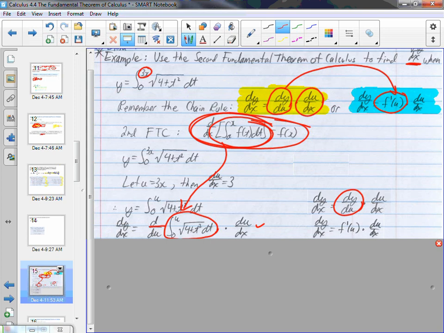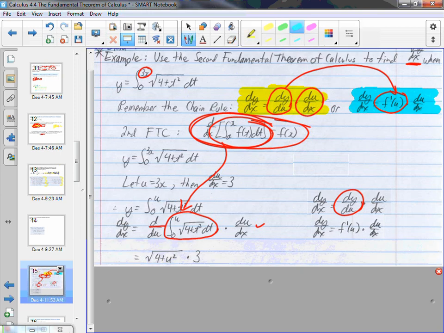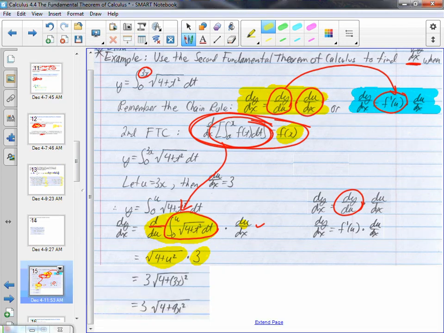With me? Okay, hang on. So now all I got to do is apply the second fundamental theorem of calculus right here. The second fundamental theorem of calculus is I get f of x. Well, it's not x. We said it was u instead of x. So it's f of u. And then still times the derivative of u, which is 3. And then we go ahead and switch it back to x. Does that help?